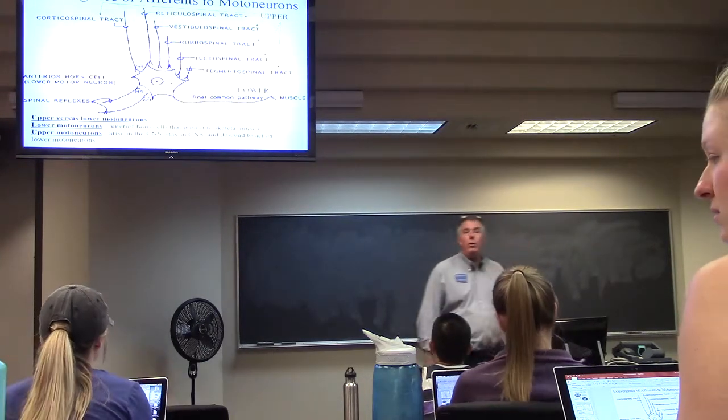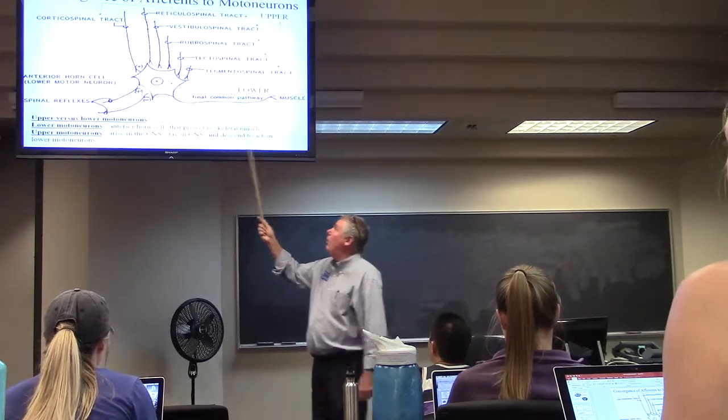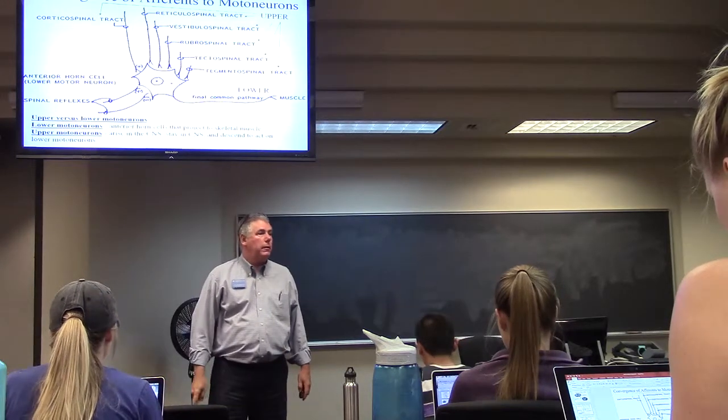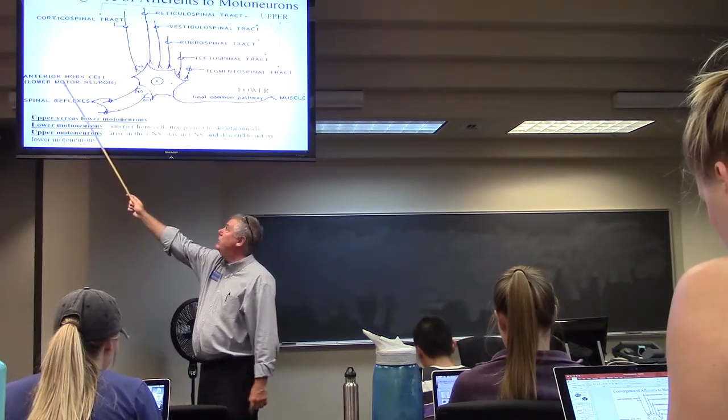This is our alpha motor neuron here. It's also called a lower motor neuron. Alpha motor neuron, the same thing as a lower motor neuron. Same thing as the anterior horn cell.